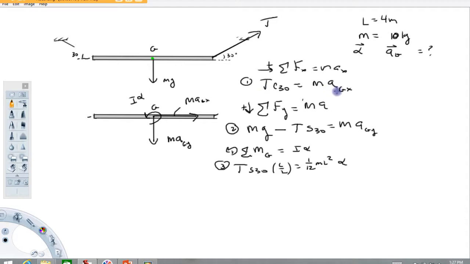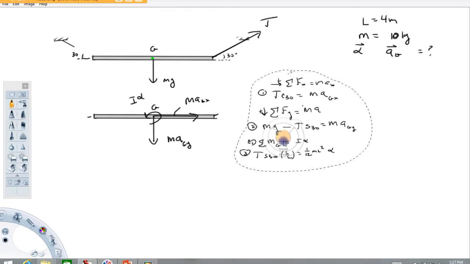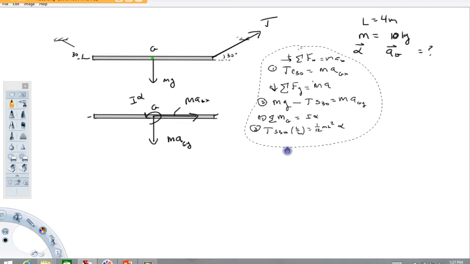Same thing with a_gx, a_gy, and alpha. So this system of equations has 4 unknowns, and that's a very important thing to take note of. Because it has 4 unknowns, that means we don't have enough information yet to solve it. So I'm going to shrink this down just a little bit, give myself some more room here, put this to the side. We've got to come up with a 4th equation.